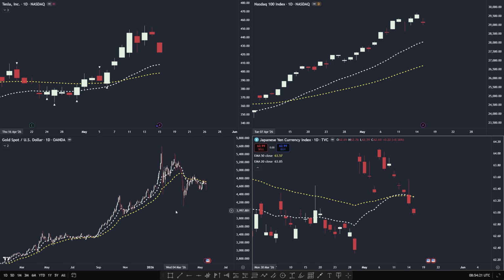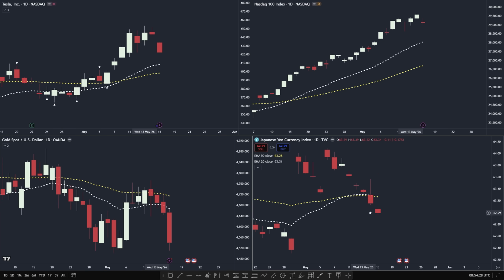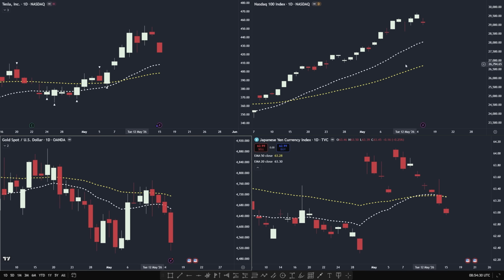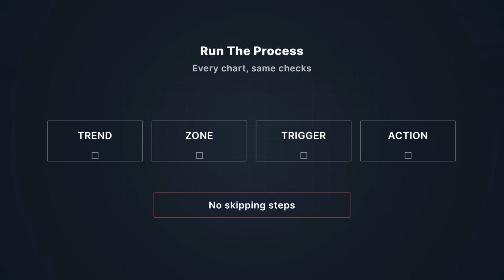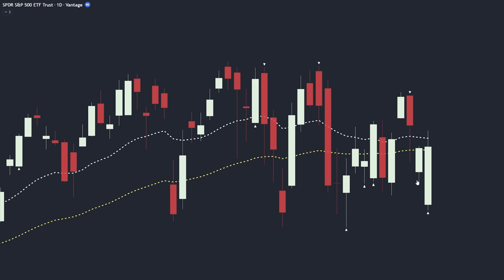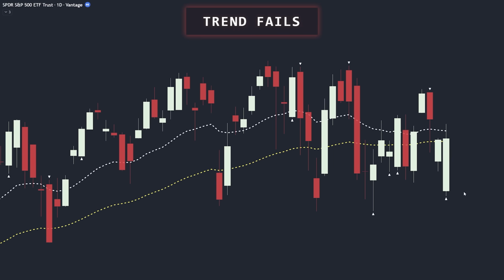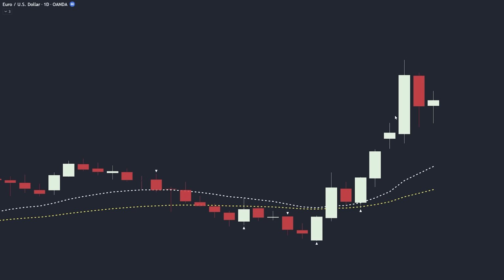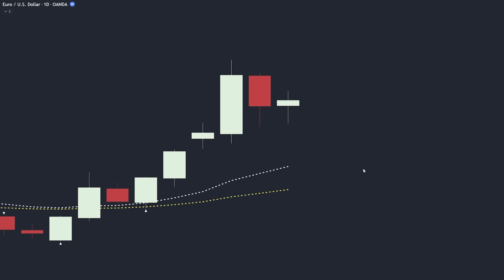You have a full-time job. You do not have 3 hours. You have 20 minutes. So you open your watch list and run the same process on every chart: trend, zone, trigger, and action. SPY daily. The moving averages are tangled, flat for the last 3 weeks, with no slope. Trend test fails on check 2. You close the chart.